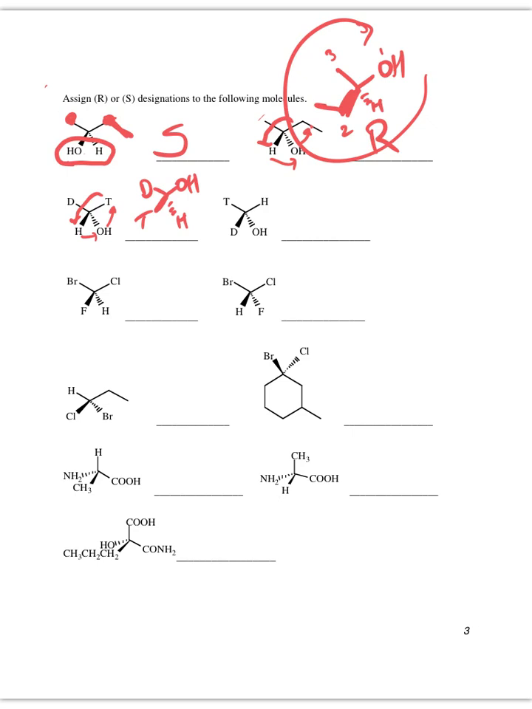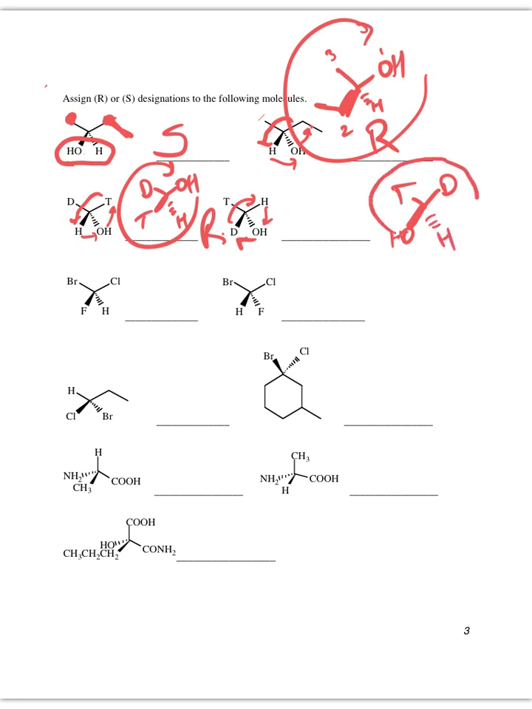Highest priority group is the oxygen, second is tritium, third is deuterium. 1, 2, 3. It is R. Okay, now if we look at the next one again, it's not drawn with the lowest priority group in back, so we need to rotate 3, holding 1 steady, so the T stays steady. You have the D, you have the OH here, and the H here, and it goes from OH, T to D, so it is also R.